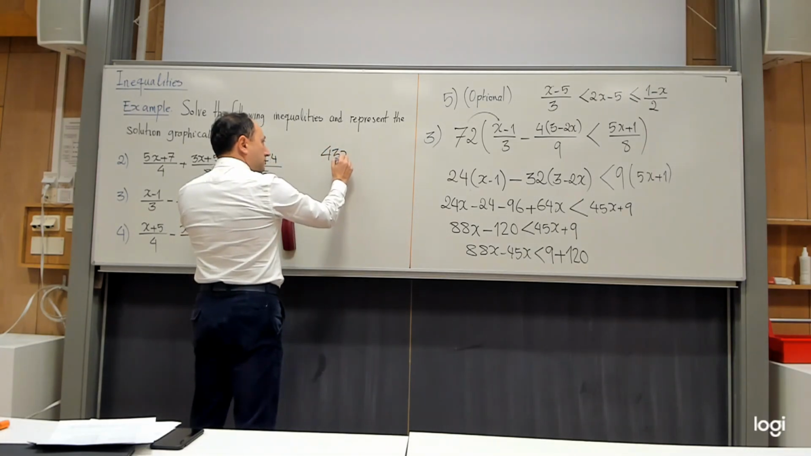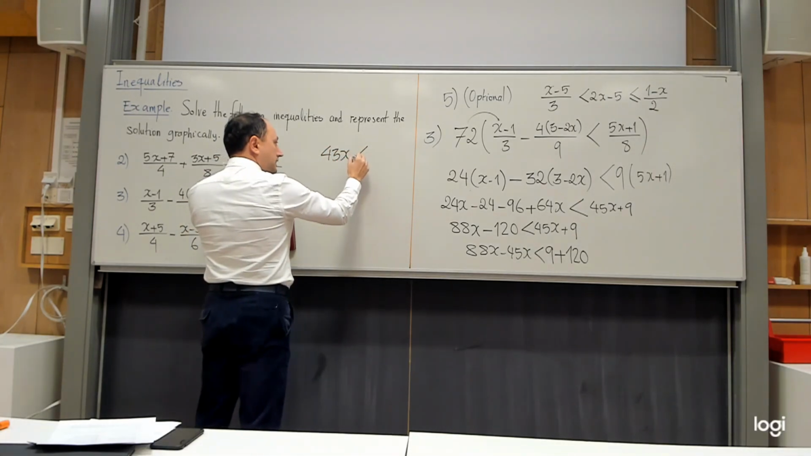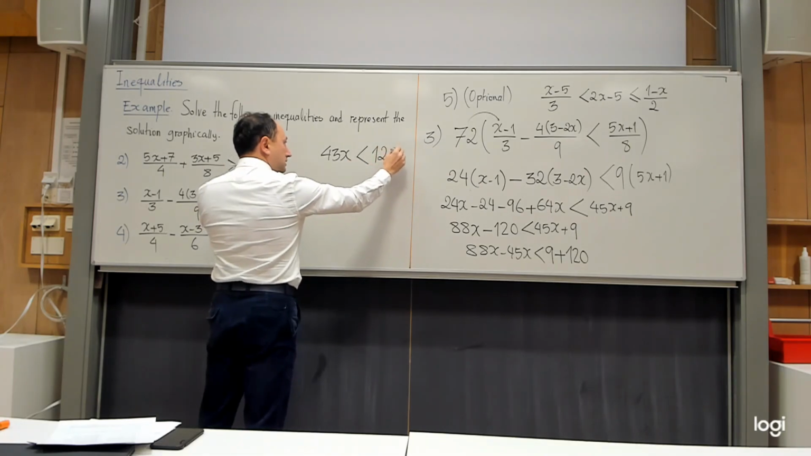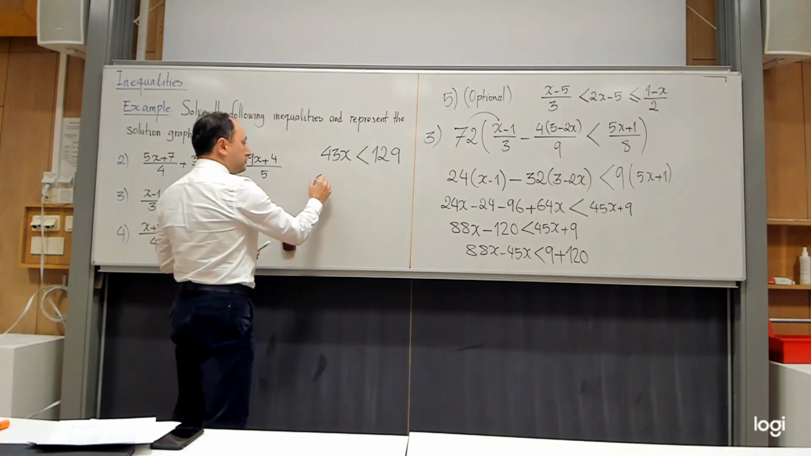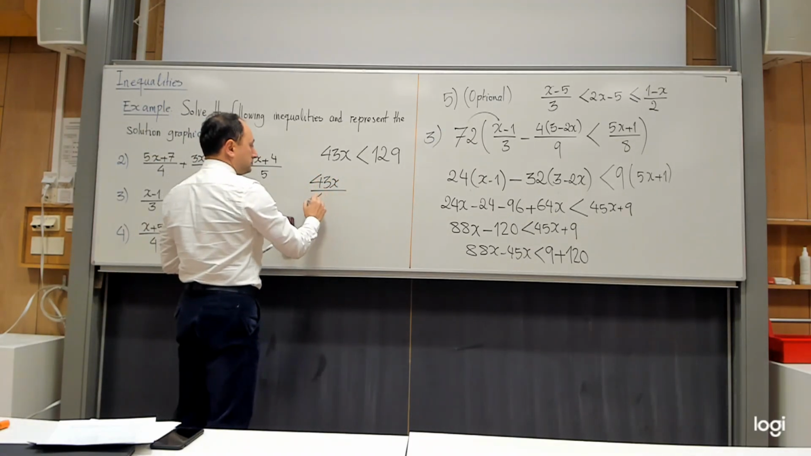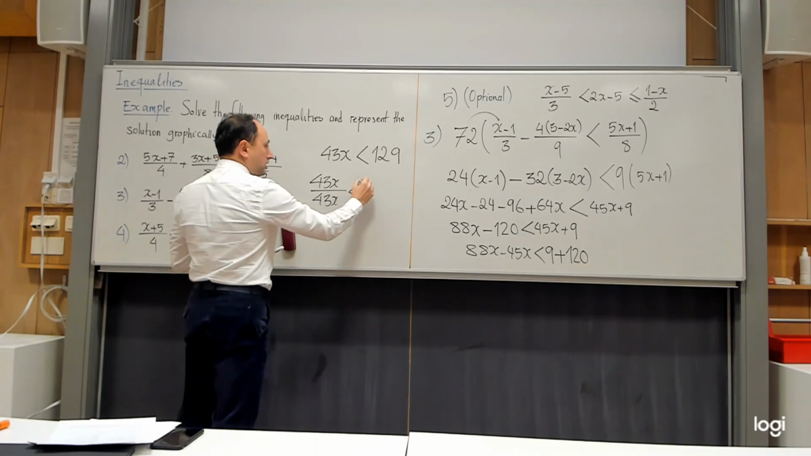47x less than 129. But then I have to divide by 47. The other one becomes 3 exactly.